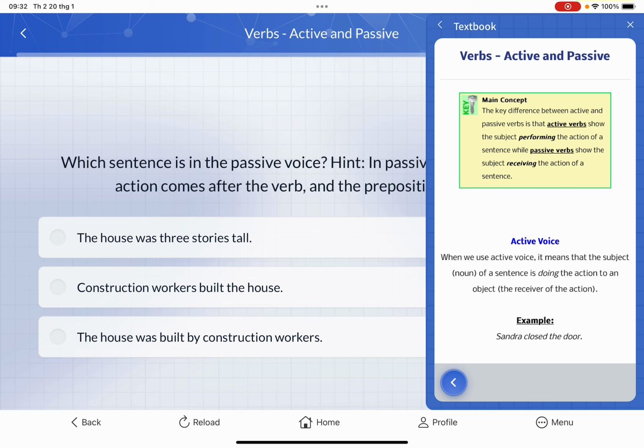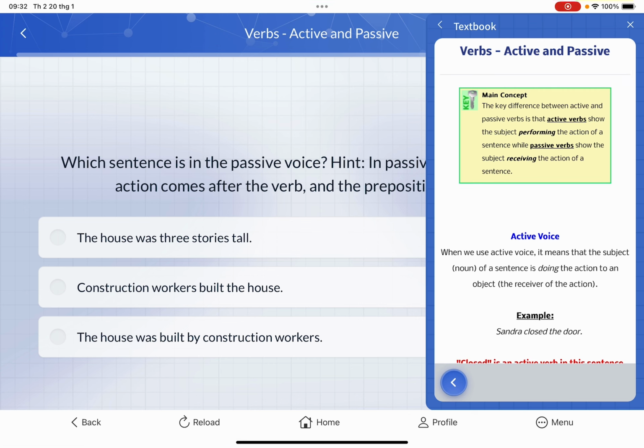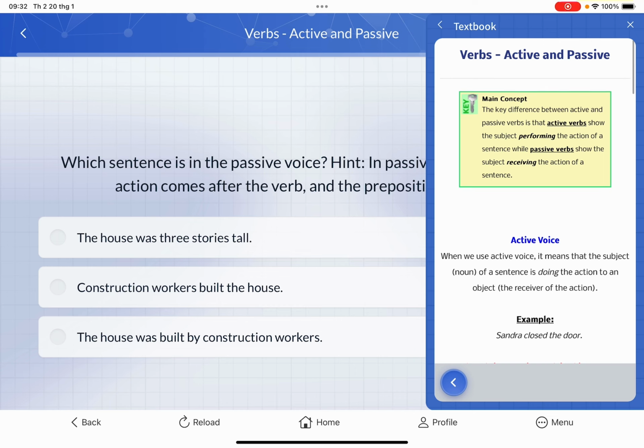Let's talk about active and passive voice. The key difference between active and passive is very important, and I want to talk a little bit about that before we go into our lessons. A key difference is that active verbs show the subject performing the action of the sentence, while passive verbs show the subject receiving the action of the sentence.